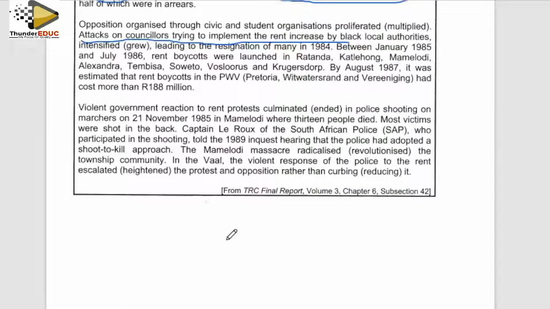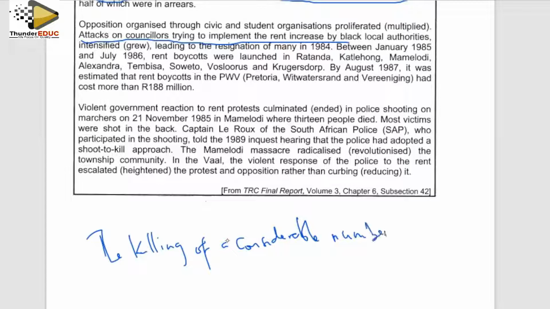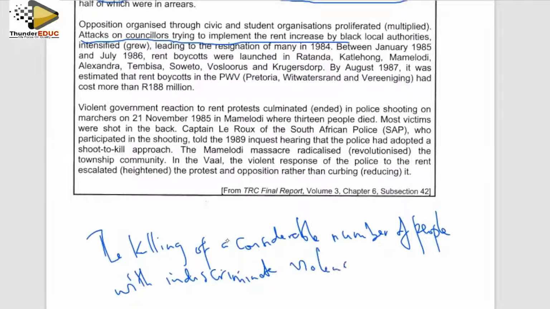So in my definition, I would define a massacre as the killing of a considerable number of people with indiscriminate violence. So in a massacre, we are saying there's a killing of a considerable number. If you look at this one here, it's 13. 13 people being killed in one event. That is a very big number of people to die.